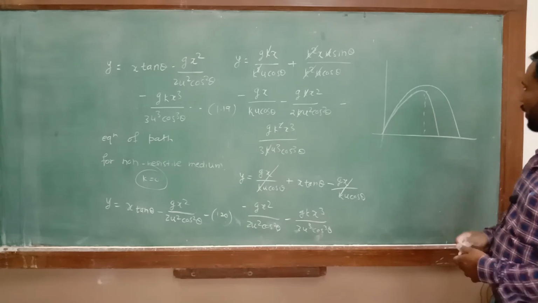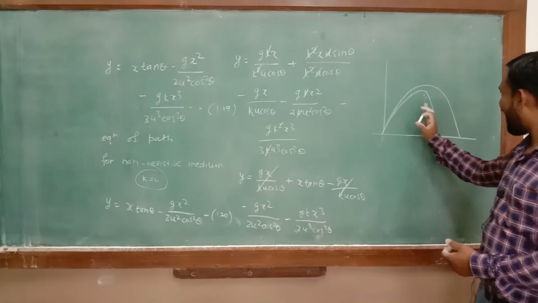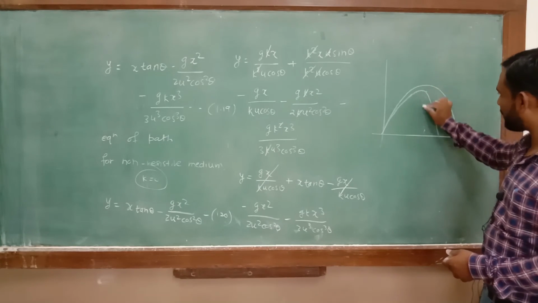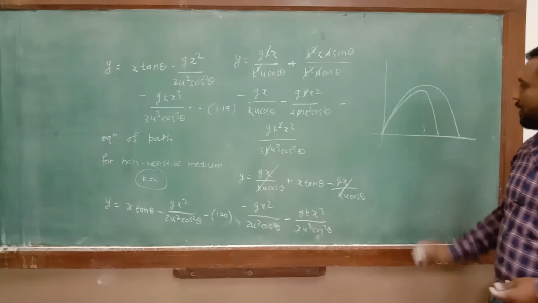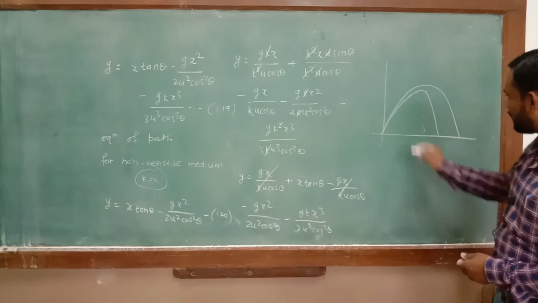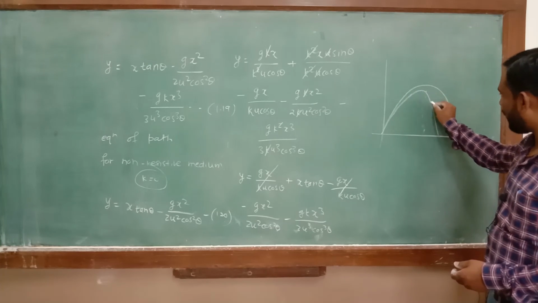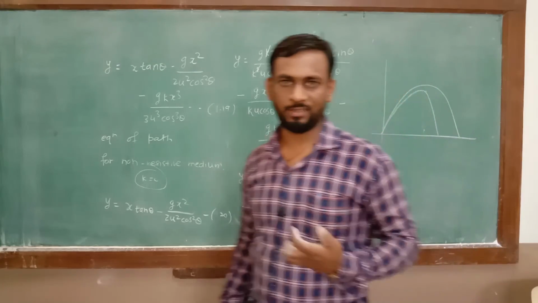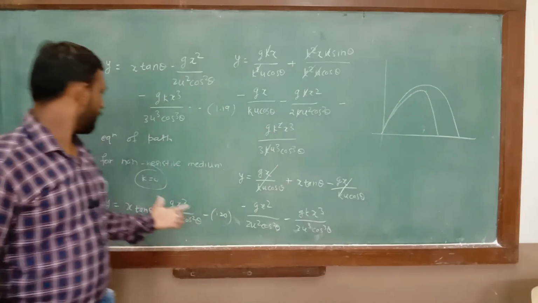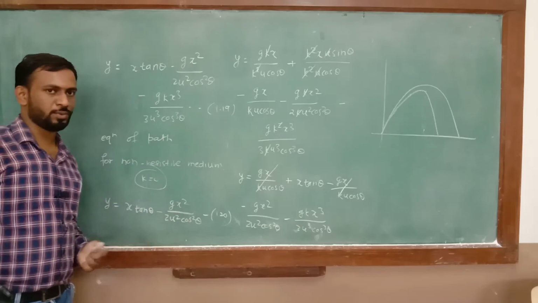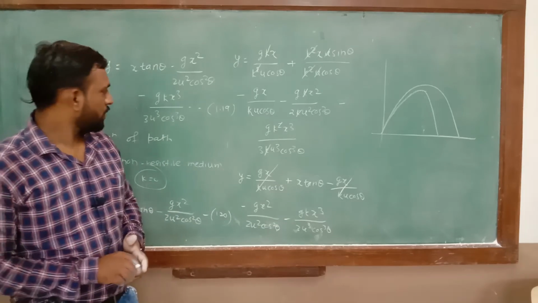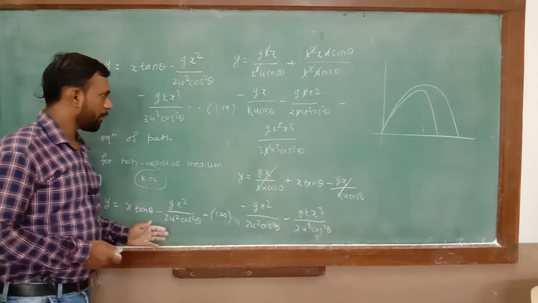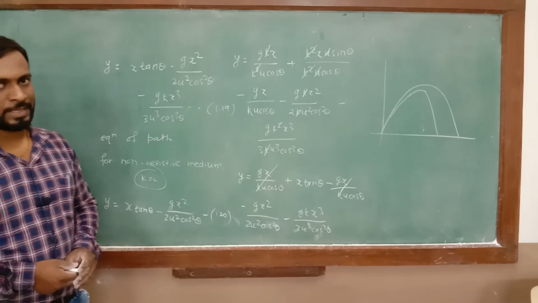So this is just a qualitative representation. And the second part of this trajectory is not symmetric to the first part of the trajectory. That's how the projectile motion is different in the presence of a resistive medium. So this is the difference between equation 1.19 and equation 1.20. With the help of these two equations, we can clearly see how the resistive medium affects the motion of the projectile.